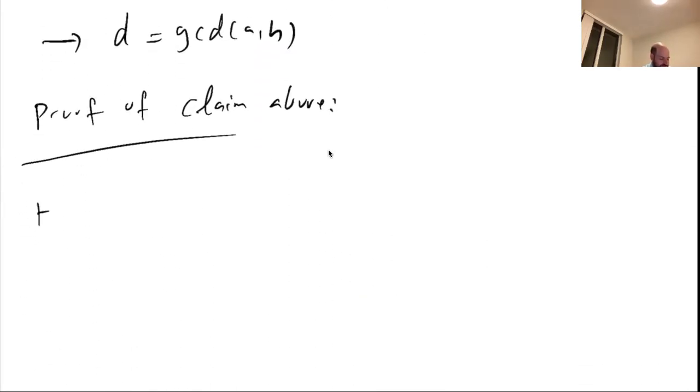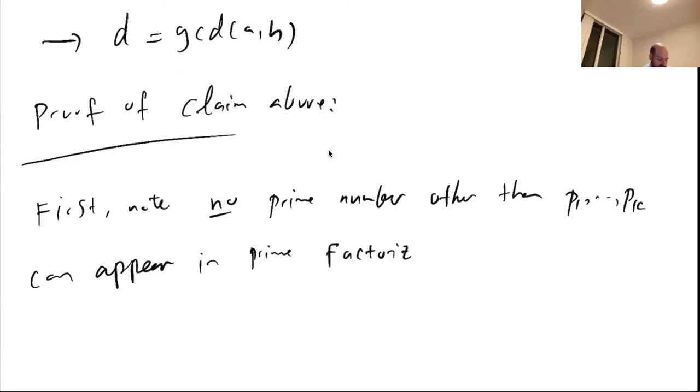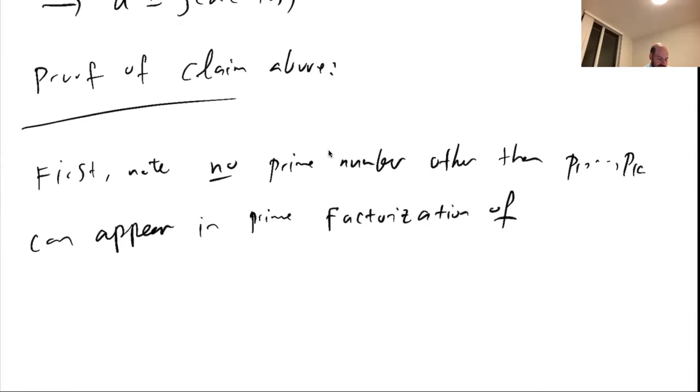So first, note no prime number other than P1 to Pk can appear in the prime factorization of D2.